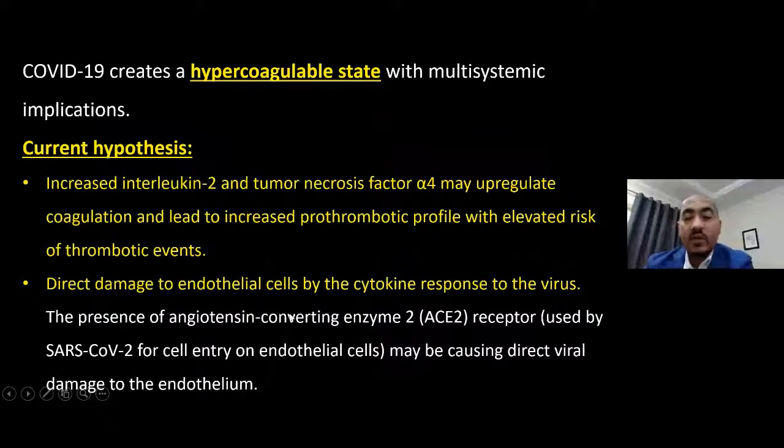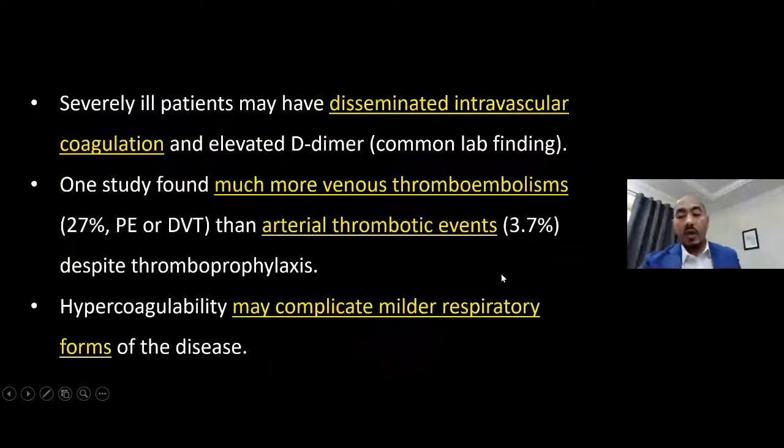The presence of angiotensin converting enzyme 2 is also implicated. Severely ill patients may have disseminated intravascular coagulation and elevated D-dimer, which is a common lab finding. One study found that much more venous thromboembolism is seen than arterial thrombotic events. Hypercoagulability may complicate milder respiratory forms and not only the severe form of the disease.